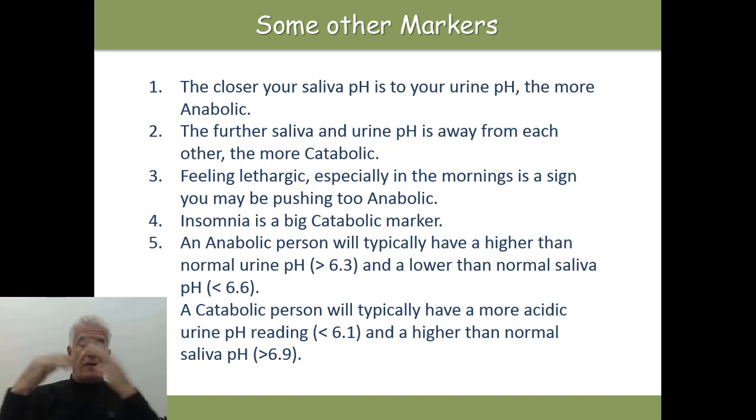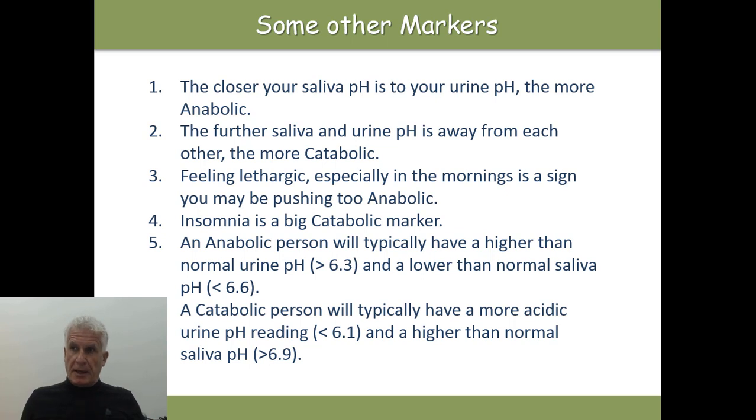Okay, feeling lethargic and tired in the morning, sluggish to get going. Very lethargic even in the day. You just lounge around. You don't have much energy because you don't have much oxygen, because your cells are not permeable enough. Catabolic insomnia is a very big catabolic marker.